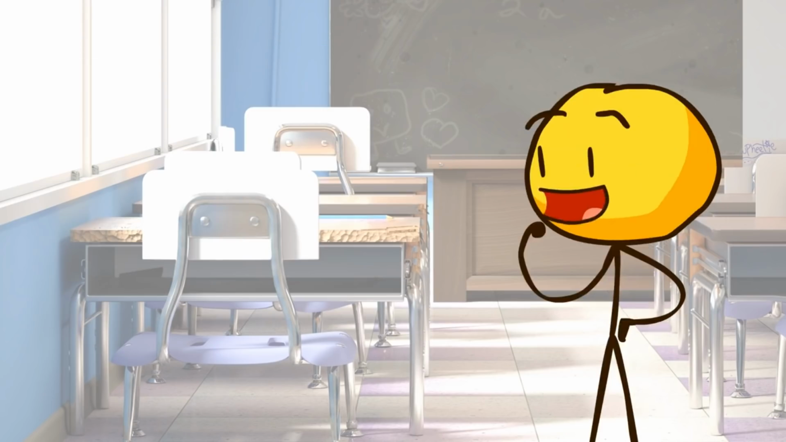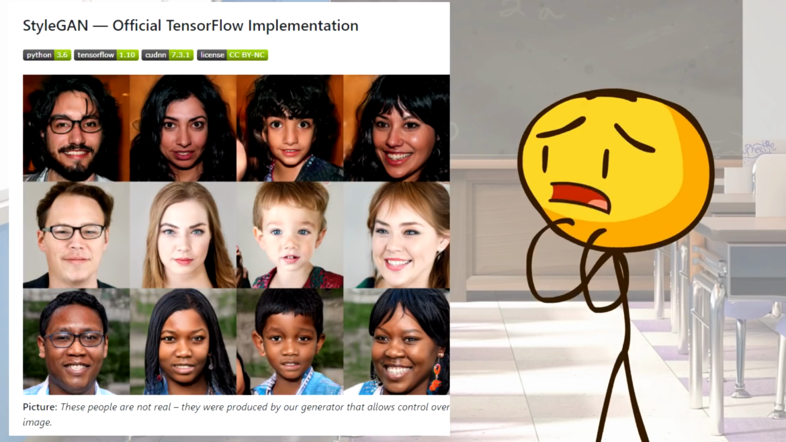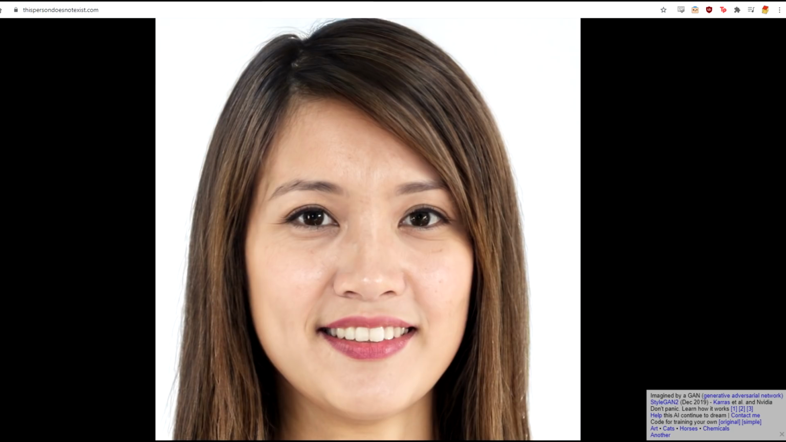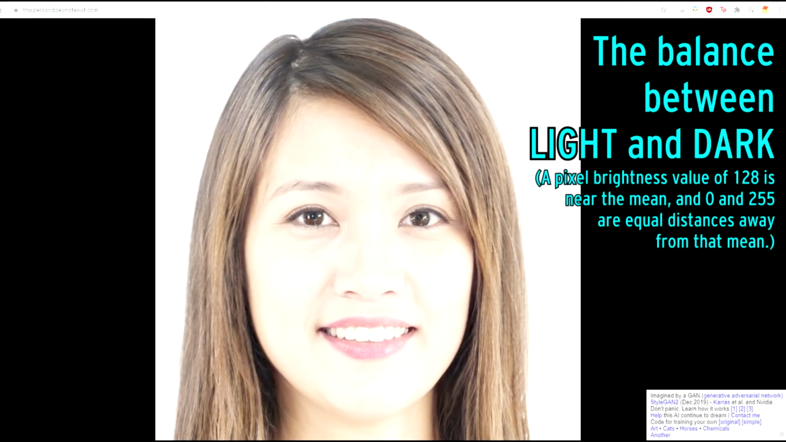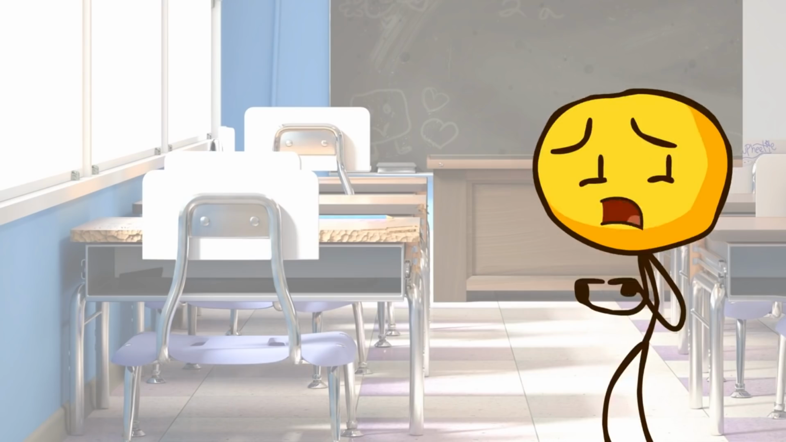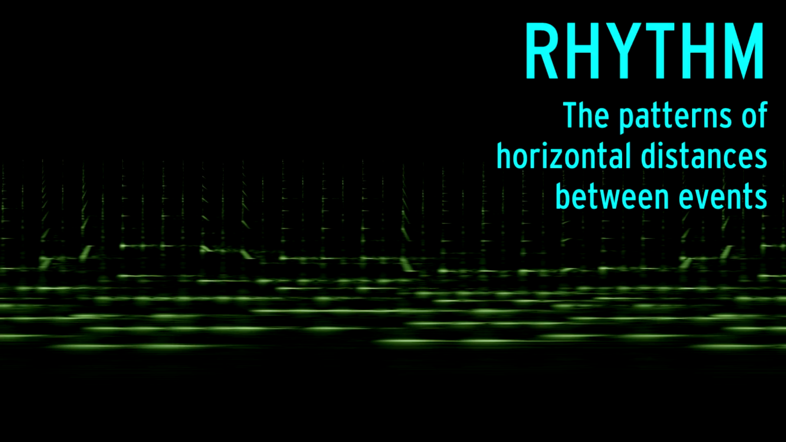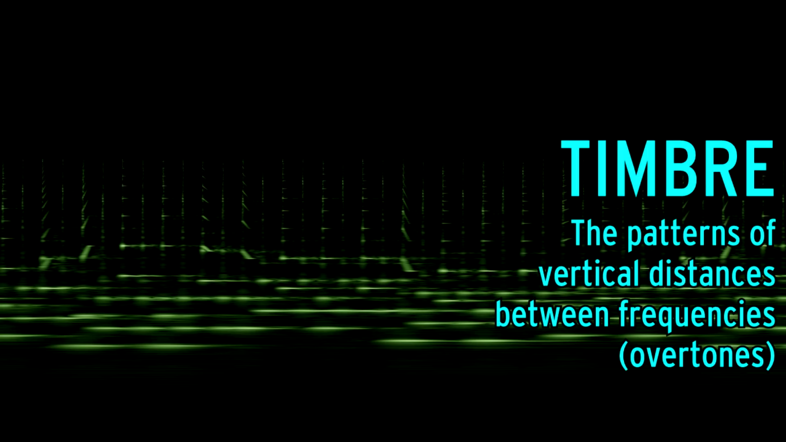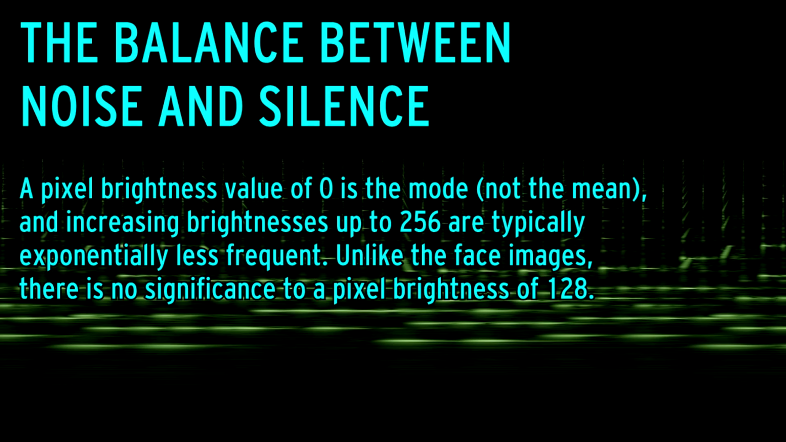Okay, yeah, time to be a little more honest now. They were a tad subpar. But I do have to say, even early on, I didn't have high expectations for StyleGAN's image generation to work well in this instance. The traits that make an image coherent, such as shading, symmetry, and especially the balance between light and dark, have almost nothing in common with the traits that make music coherent, such as rhythm, the repetition of motifs, timbre, and the balance between noise and silence.